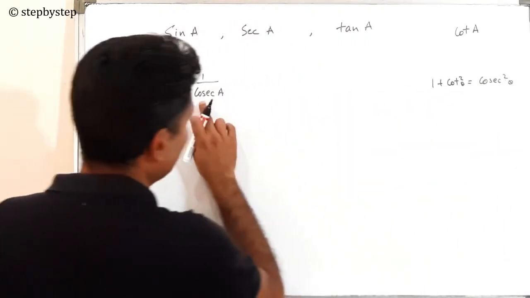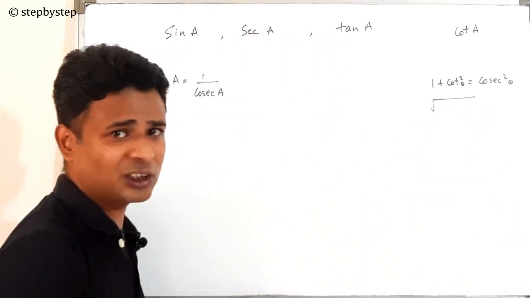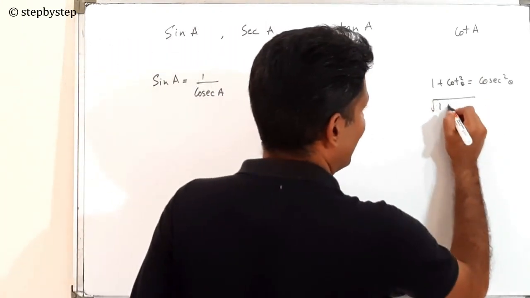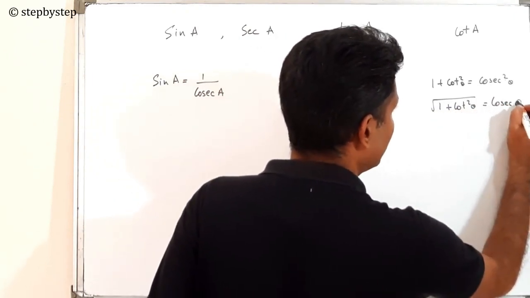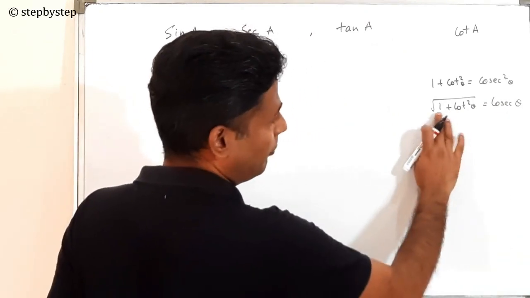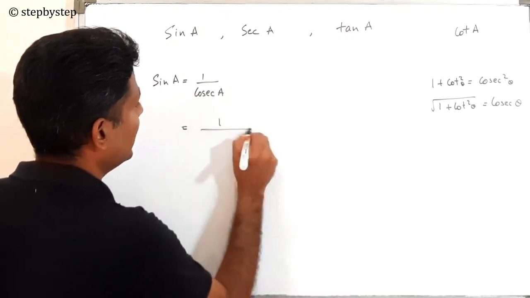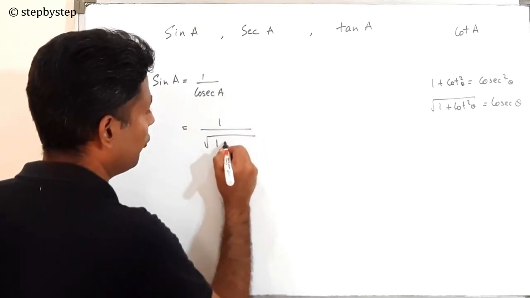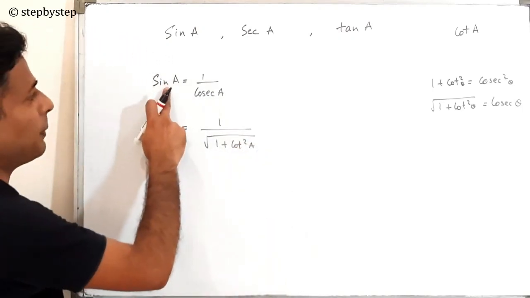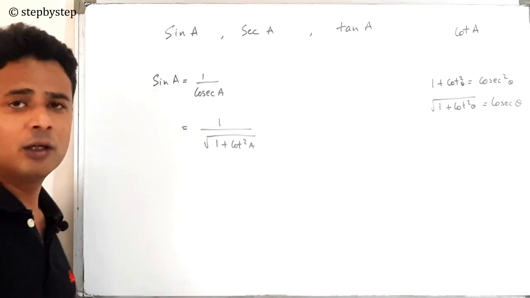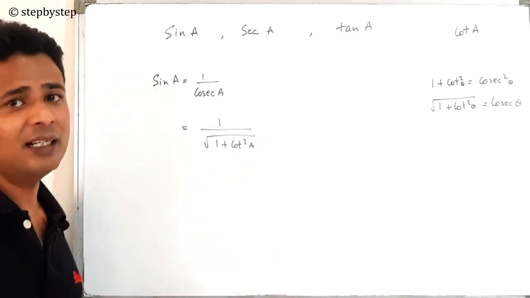So if I just want to find cosec, I have to take the square to the other side. When you transpose the square, it becomes a square root. So 1 plus cot square theta equals cosec square theta, which means cosec theta is the same as root of 1 plus cot square theta. Instead of cosec, I will write root of 1 plus cot square A. So now we have expressed sin A in terms of cot A. So sin A can be written as 1 by root of 1 plus cot square A.